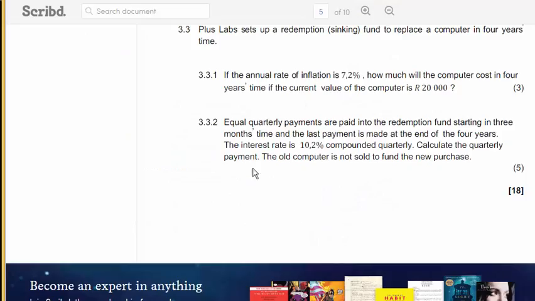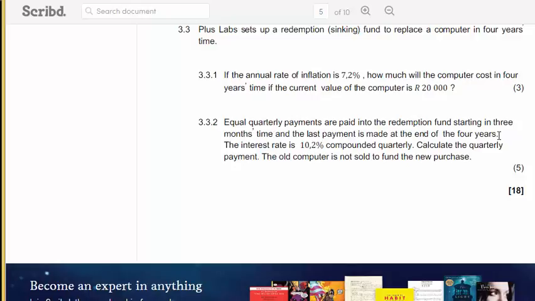Next question is, equal quarterly payments are made into the redemption fund starting in 3 months' time, and quarterly payments. So it's very important that you only start in 3 months' time if you do quarterly payments. Just like if you do monthly payments, you start in 1 month's time. Why 3 months' time? Because 3 months is a quarter. If you start immediately, then you have to add 1 to your exponent. I'll explain in just a minute when we look at the formula. In 3 months' time, and the last payment is made at the end of 4 years.